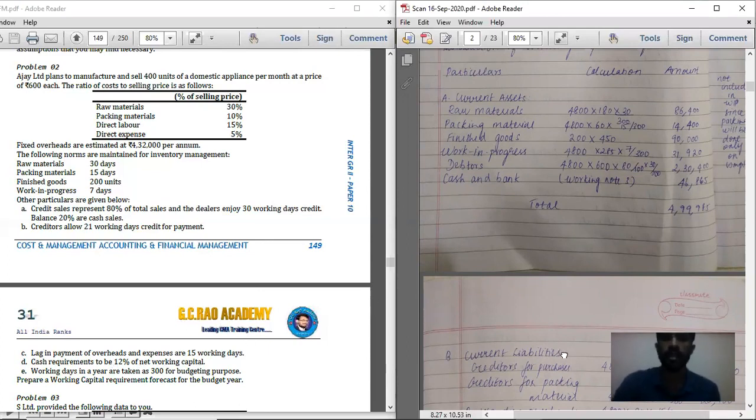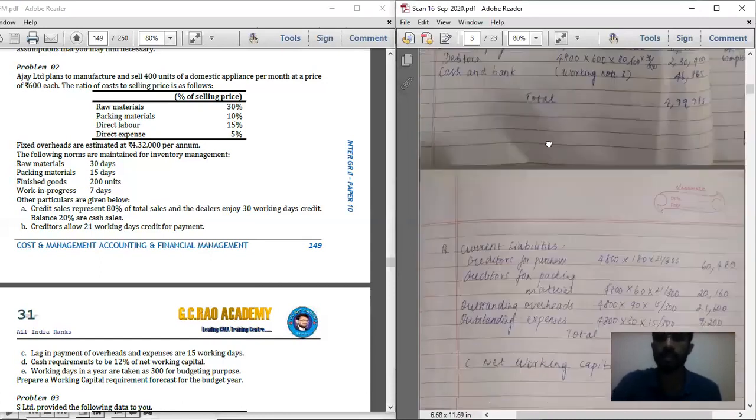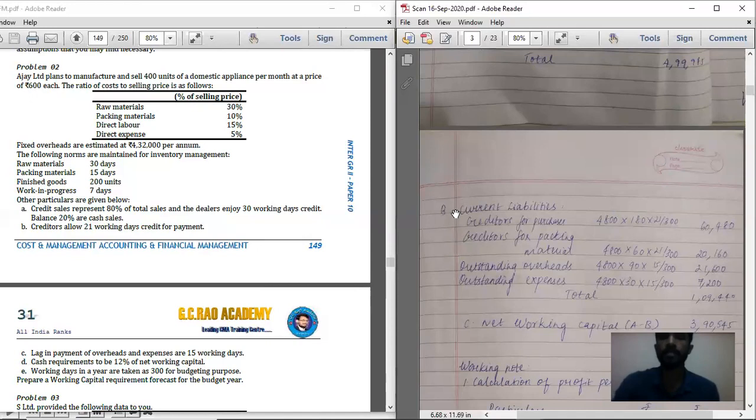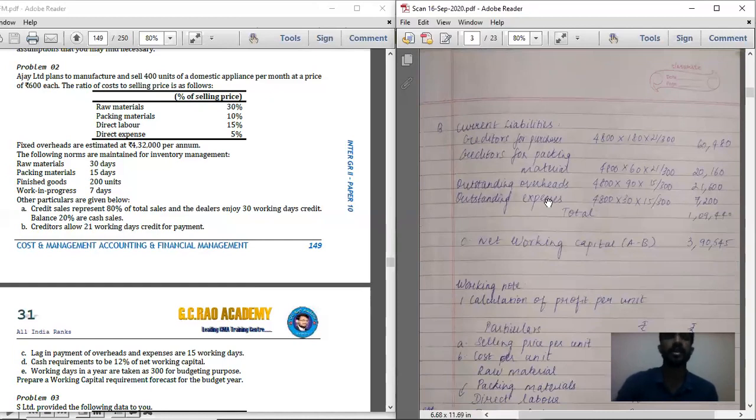So for that we should calculate current liabilities. Below cash and bank, leave 3 lines gap. After 3 lines, put capital B, current liabilities. So what are current liabilities? Creditors and overhead payments. All those are current liabilities.